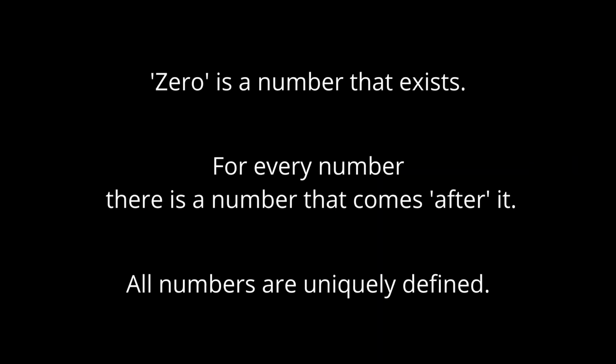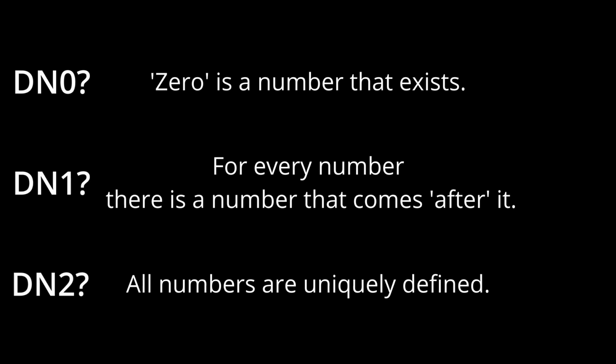To start with, here are my 3 rules that I'm using to define how numbers work. Since these rules are all part of the definition for numbers, maybe I could refer to them as dn1, dn2, and dn3. Or maybe I should start with dn0?